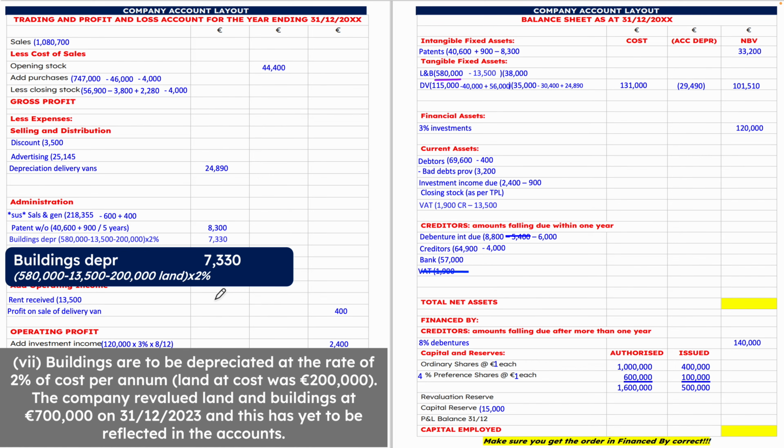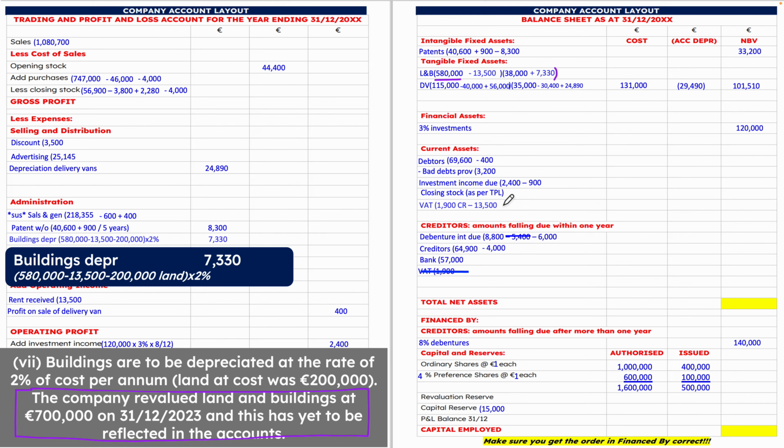Then, and only then, we can multiply by 2%, because we do not depreciate land, and we do not depreciate any amount that is not actually our buildings. So that 13.5 is gone too. So that works out at 7,330 now, which we can add up here. Now, the second part of that adjustment says that the company revalued land and buildings at 700,000 on the 31st of the 12th, 2023, and this is yet to be reflected in the accounts.